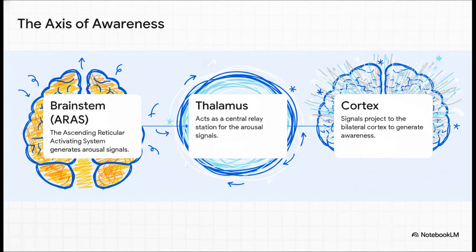It all begins deep in the brainstem, in a structure called the ascending reticular activating system, or the ARS. Think of this as the ignition switch. It generates the fundamental signal for wakefulness. From there, that signal travels up to the thalamus, which acts like a central relay station. And finally, the thalamus projects those signals out to both sides of the cerebral cortex. That's where awareness, cognition, and our interaction with the world actually happen.